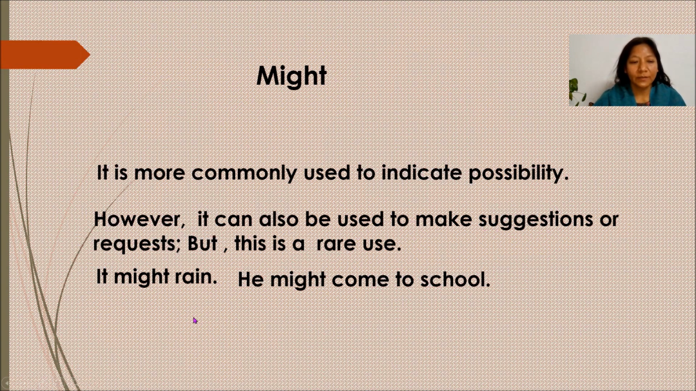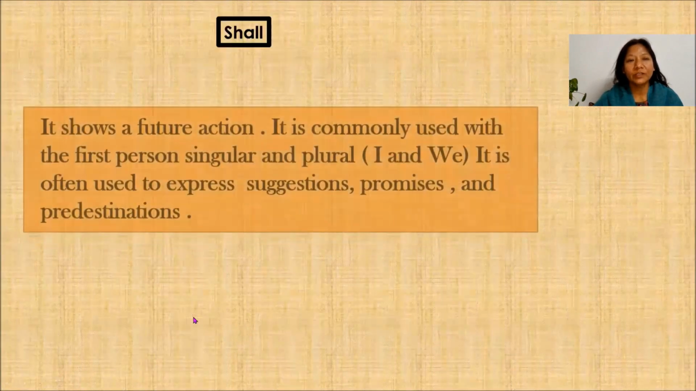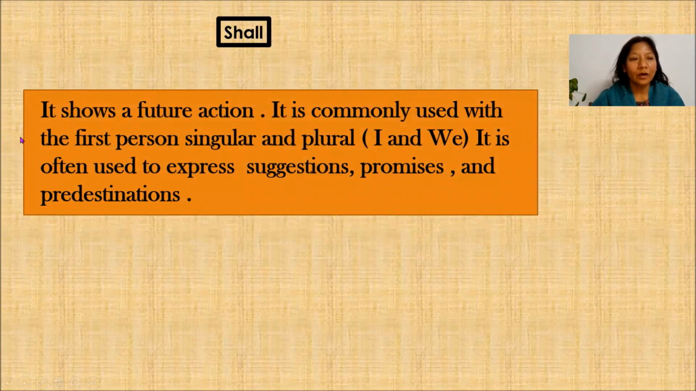It shows possibility. Okay. Next verb is shall. Shall is the modal verb. It shows a future action. It is commonly used with the first person singular and plural. What is first person? I, singular. And what is first person plural? We. So we use we shall, I shall to show future action. It is also often used to express suggestions, promises, and predestination. Okay, one function is to show future action, another is making suggestions, promises, and predestination.